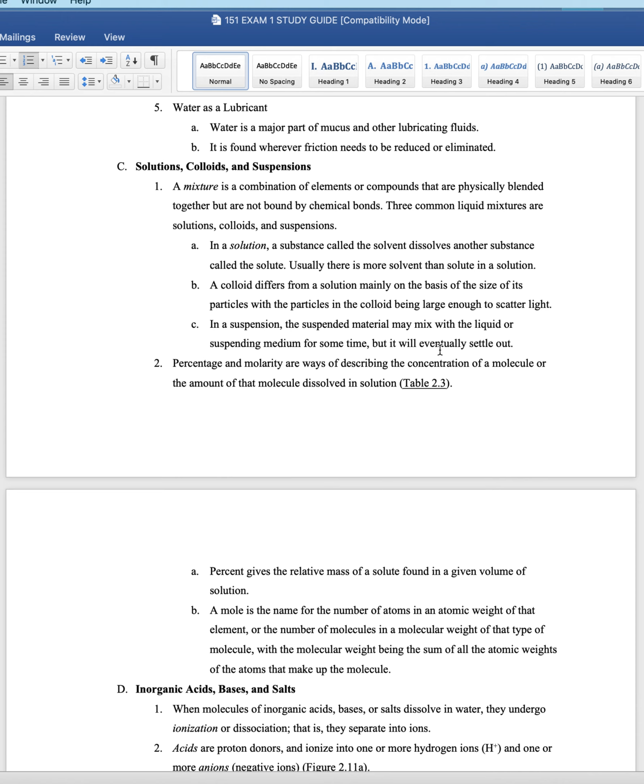Okay, and just like there are many different ways to talk about the weight of something, right? We can talk about it in pounds or kilograms. We can also talk about the concentration of a solution in two different ways, percentage and molarity. So percentage is going to be the relative mass of the solute found in the given volume of solution, 1 gram in 100 milliliters. But a mole is going to be relying on using the molecular weight or the atomic weight of that element to put exactly 1 mole of that element in there. So for sodium chloride, that's 58.4 grams. So if we put 58.4 grams in a liter, we have a 1 molar solution. So a molar solution would be talking about the weight of 1 mole of that chemical in 1 liter of solution. And again, that's going to rely on the molecular weight of that particular chemical.